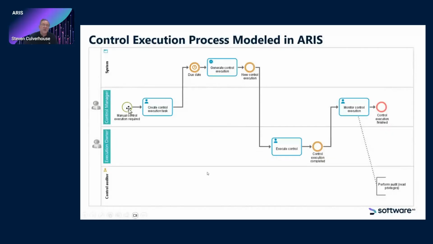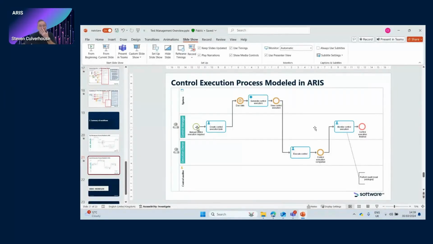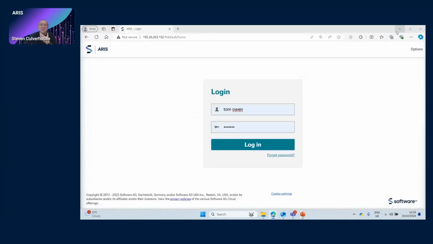The other workflow is a little bit simpler. Again, the system automatically generates it based on the parameters you set and puts it in the control execution owner's queue, and they basically complete the 4 fields, and then it's attached to that control as a reference, and it's available for anybody to see. And that's basically it. So let me close this and go over to the system. So I'm going to log in as Tom Owen into ARIS Connect.